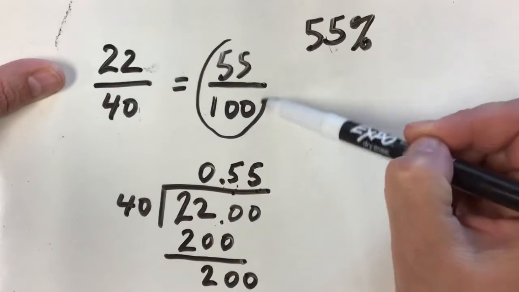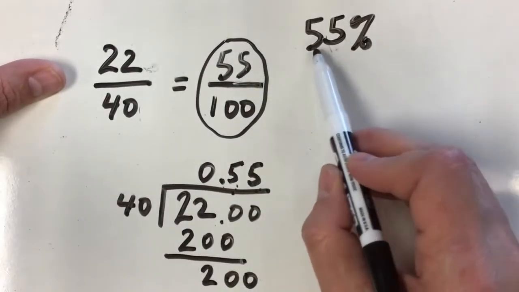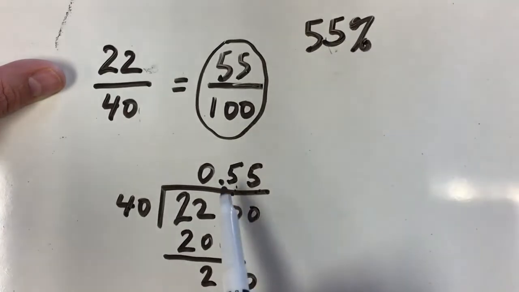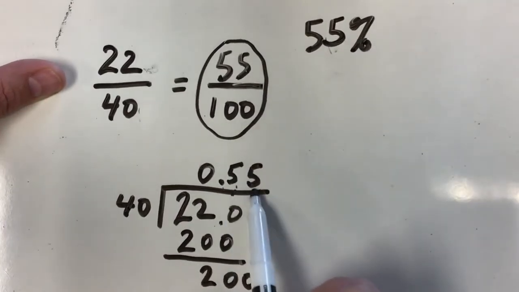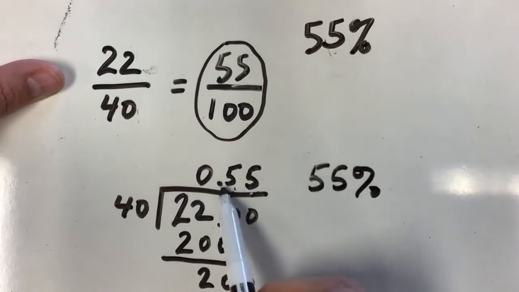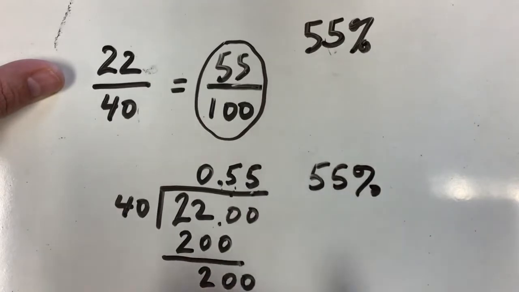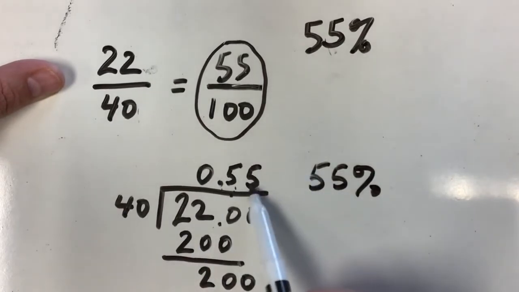This fraction, we do have to make it into a decimal. This is 55 per 100, so we write it like this, 55%. And the same thing here. This is 55 hundredths, so we write it as a percent like this. We move that decimal over 2. We don't get rid of it, we move it over 2. This is the hundredths place, okay?